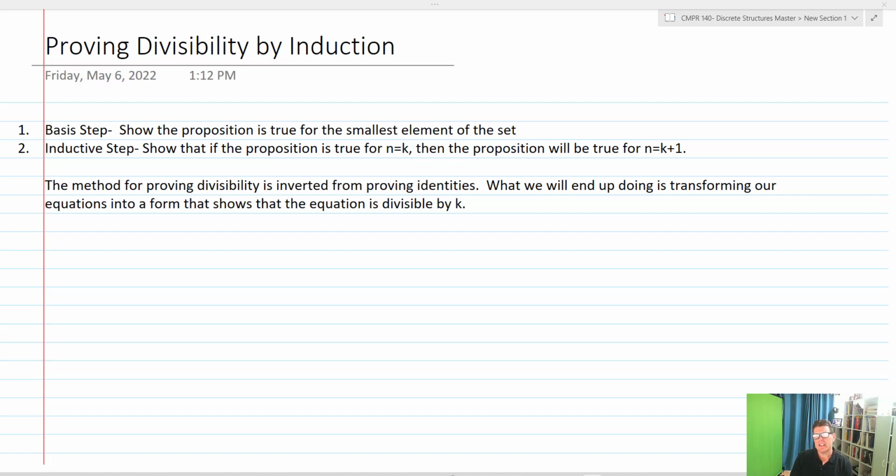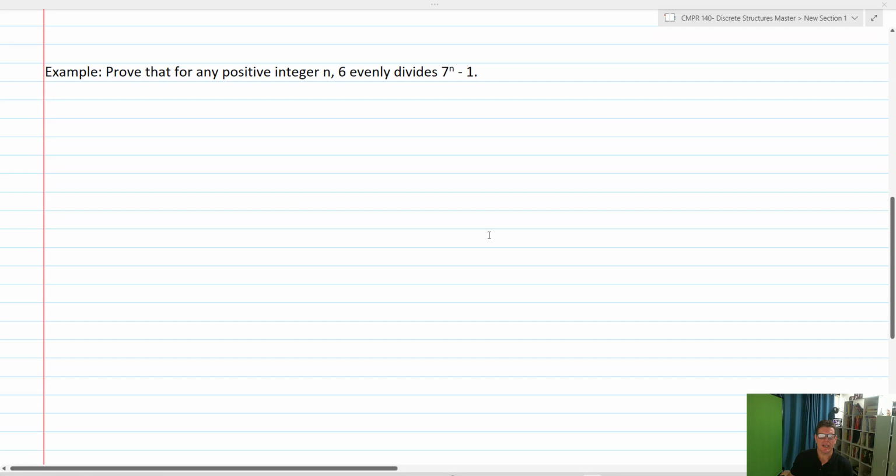The method for proving divisibility is inverted from proving identities. Essentially, we've got to factor out whatever it is that we find divisible. What we're going to end up doing is transforming our equations into a form that shows that the equation is then divisible by k. So it's a bit of a different process, and we want to look at how that process works in order to prove these kinds of divisibility proofs. So let's take a look at an example.